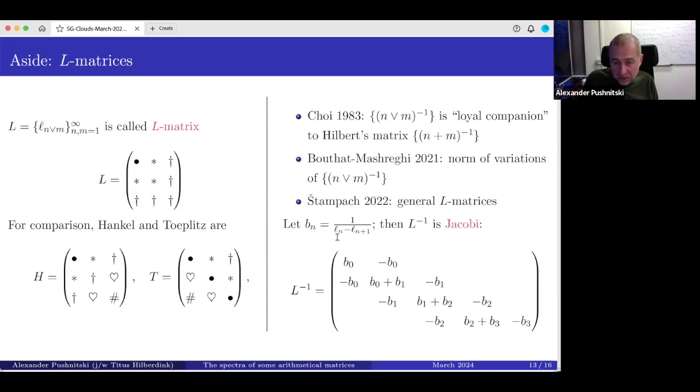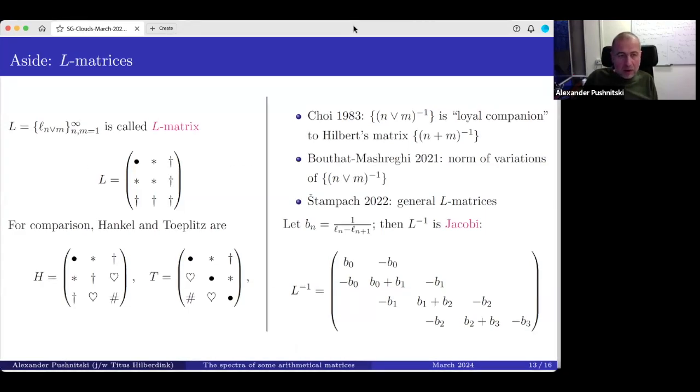So let's assume that this difference Ln minus Ln plus 1 does not vanish. Then he called such matrices non-singular. Then let's define this sequence Bn. And then, at least formally, let's not worry about the technicalities. If you take the inverse of the L matrix, you get a Jacobi matrix. And so using this idea, you can analyze many of these L matrices.